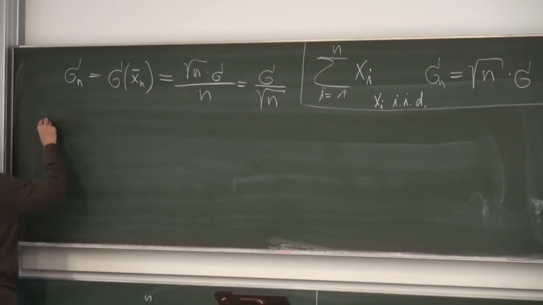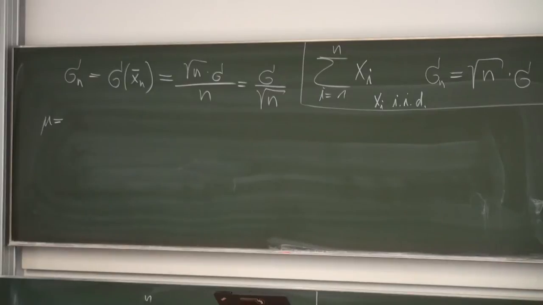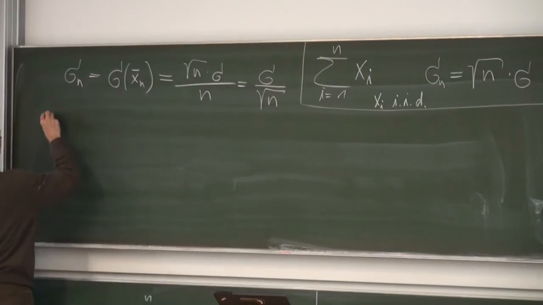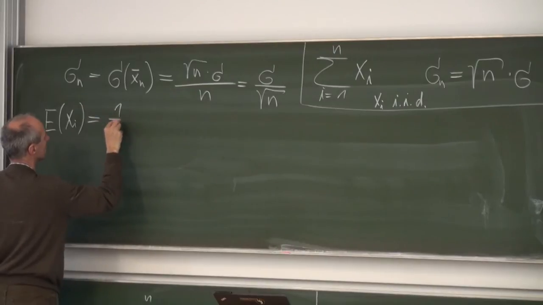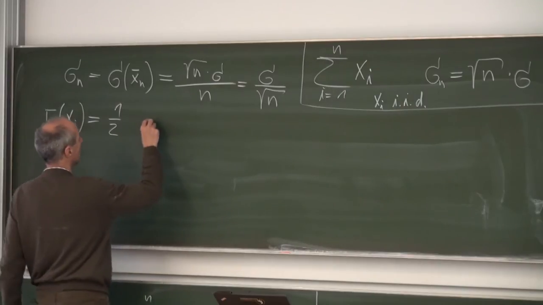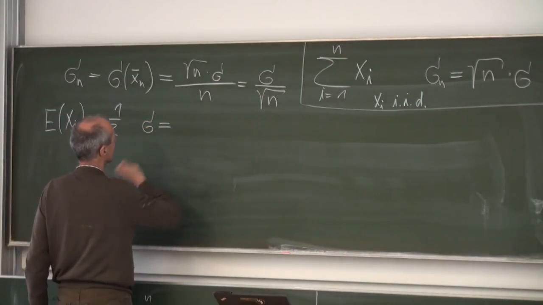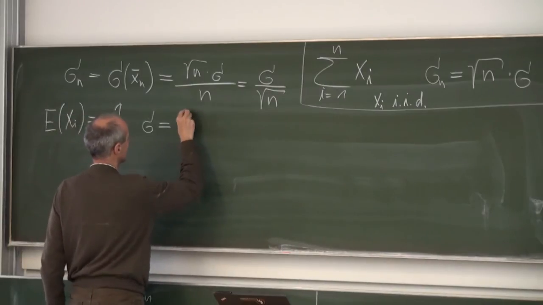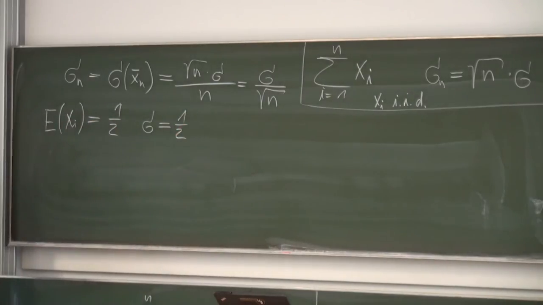In order to apply it, we have to know that mu, the mean of our random bits, we don't know what mu is, but we know, of course, the expected value. The expected value of our random bits xi is equal to 1/2. We also know that sigma, the standard deviation of our random bits, is 1/2.